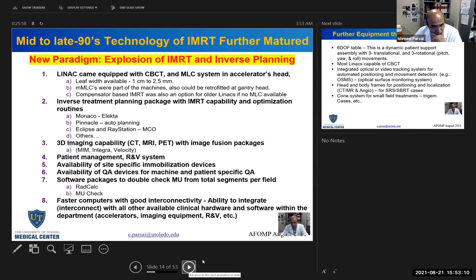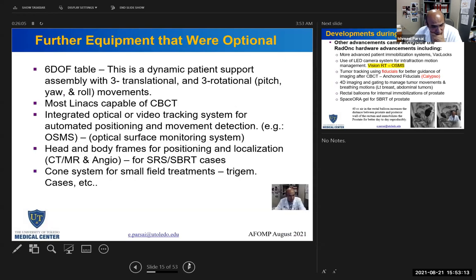Further equipment that were available, at least most of the sites in North America had it, were the 6 degree of freedom table, which is a dynamic patient support assembly with three translational and three rotational movements. So when a cone-beam CT is acquired with a push of a button, the patient can be moved in that direction, even if that movement had pitch, yaw, and roll. So it created a lot more accurate dose delivery right online at the time of treatment.